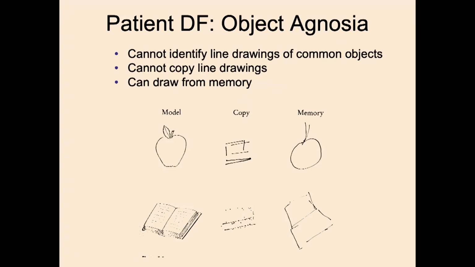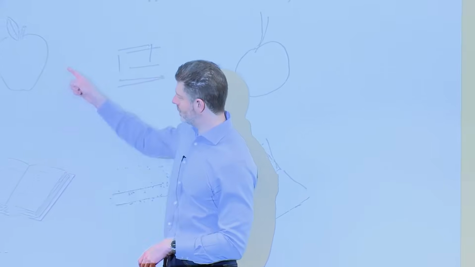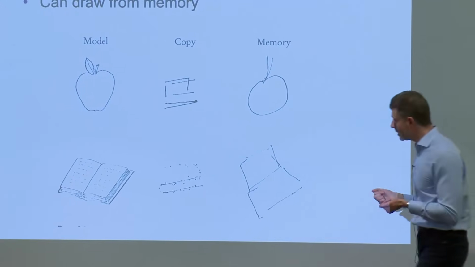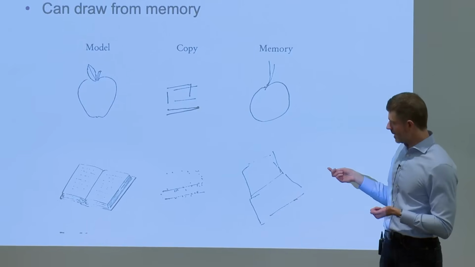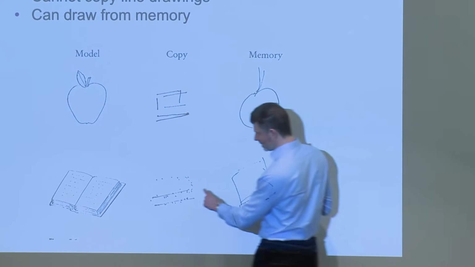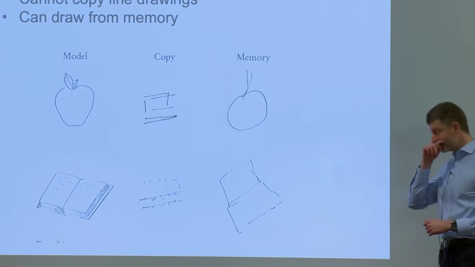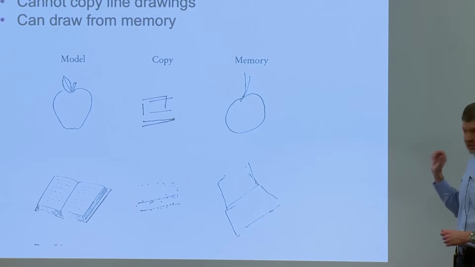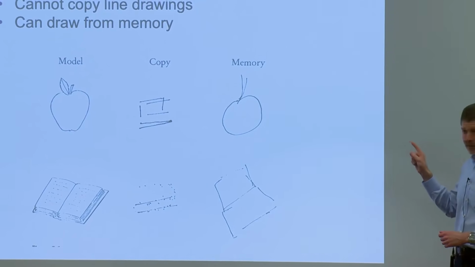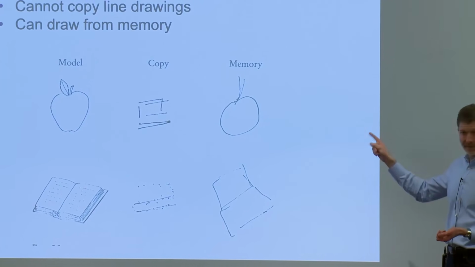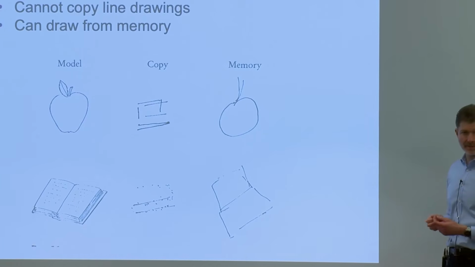This is a really interesting case of a patient who is unable to identify line drawings of common objects and also couldn't copy them, but could draw from memory. They were shown these two line drawings and asked to name them, and they couldn't. Asked to copy them, they basically couldn't, although it's interesting that maybe they see some of the texture on the page and are trying to replicate that. But when asked to please draw an apple from memory, or please draw a book, they're able to do something reasonable.